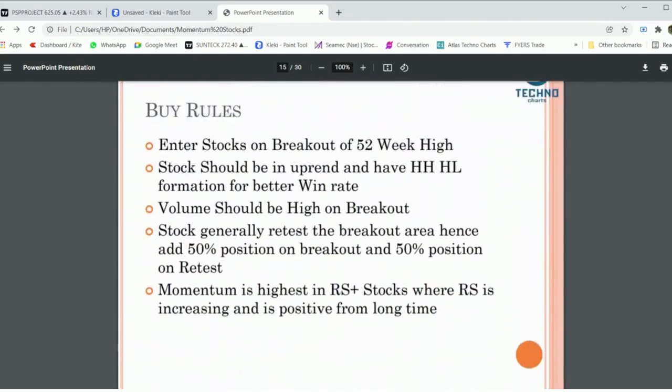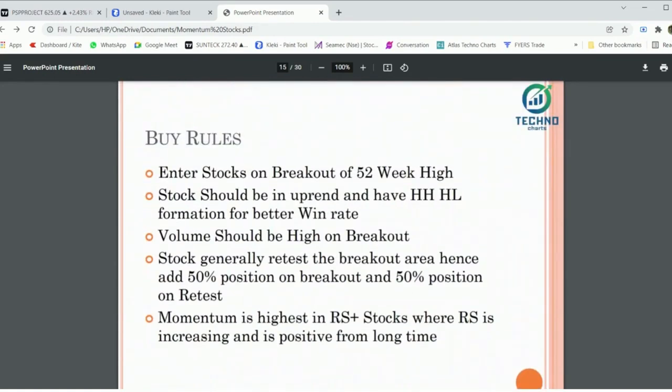Okay, so what are the buy rules for entering into this strategy? Enter stocks on a breakout of the 52-week high. Stocks should be in an uptrend and have a higher high, higher low formation for a better win rate.